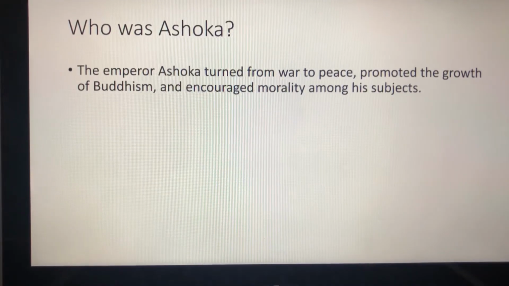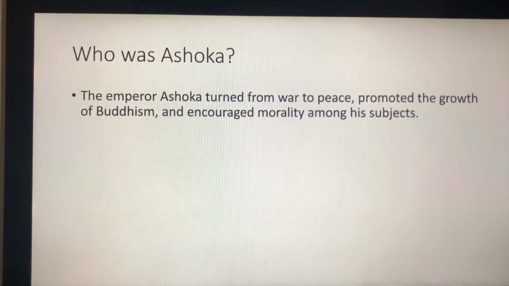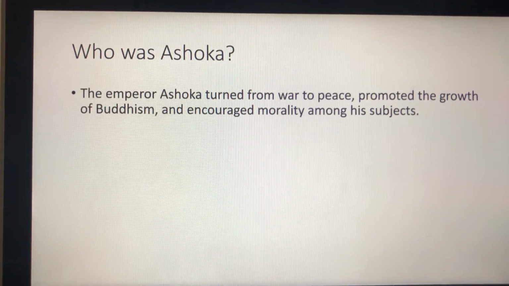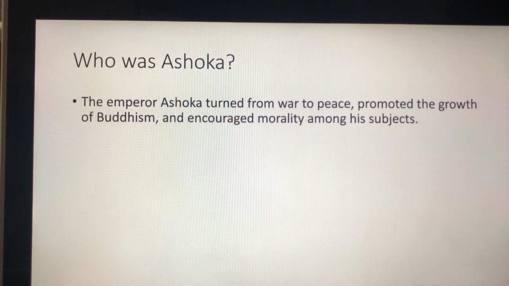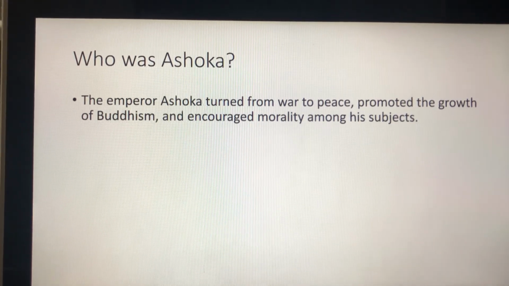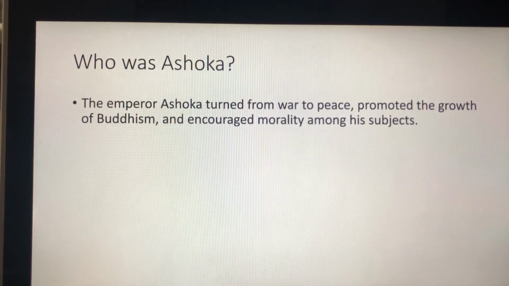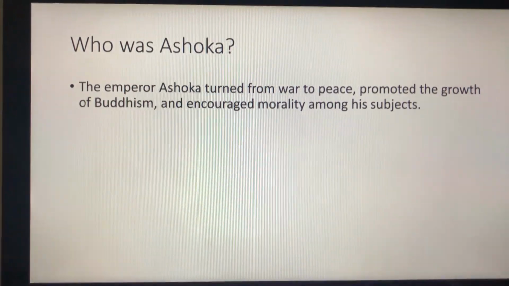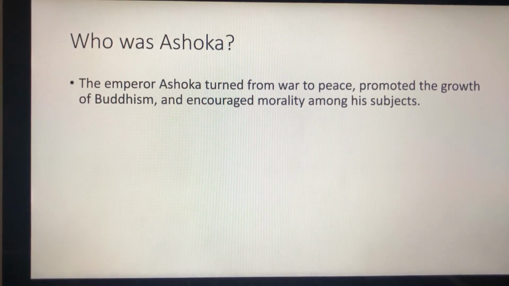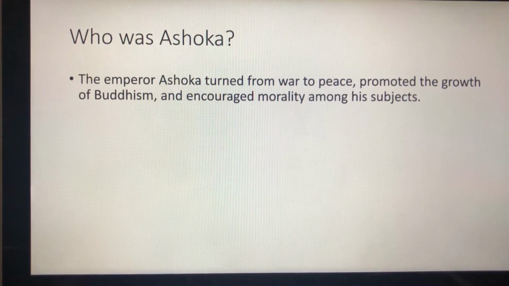All right, so Ashoka was an emperor. He was Chandragupta's grandson, actually. He turned from war to peace after he saw what war did to people. And he promoted the growth of Buddhism and encouraged morality among his subjects. So he came up with these edicts. He built his empire based on things like tolerance and accepting others for who they are. At the same time, though, again, he was Buddhist.